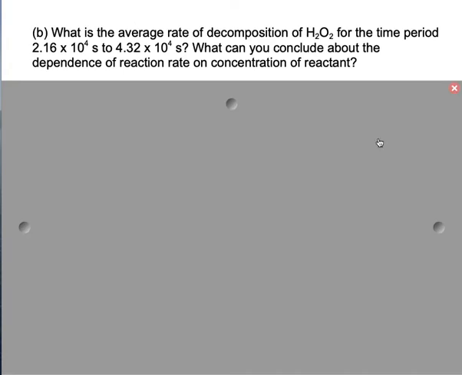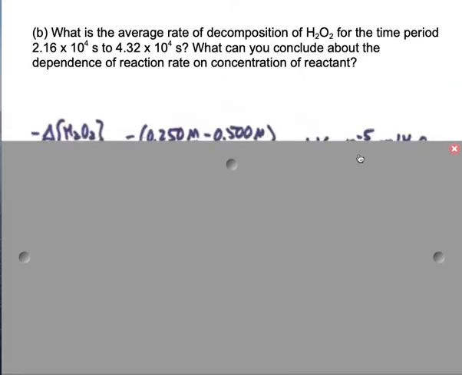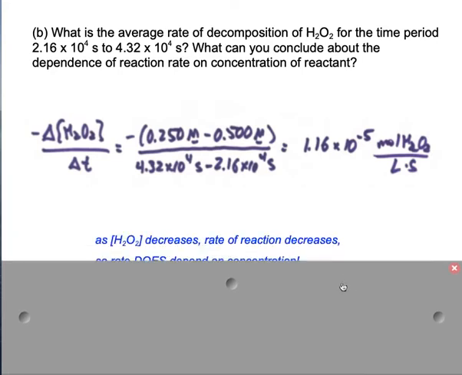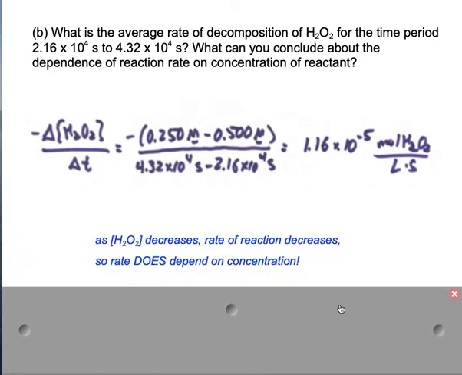What is the average rate of decomposition for the second time interval? And from that, what can we conclude about the dependence of the reaction rate on concentration? I'll do the same calculation, and now I see for the second time interval, the rate of reaction has actually decreased substantially. So we see that because as the concentration of H2O2 decreases, the rate of reaction decreases, we conclude that the rate of reaction does depend upon concentration.